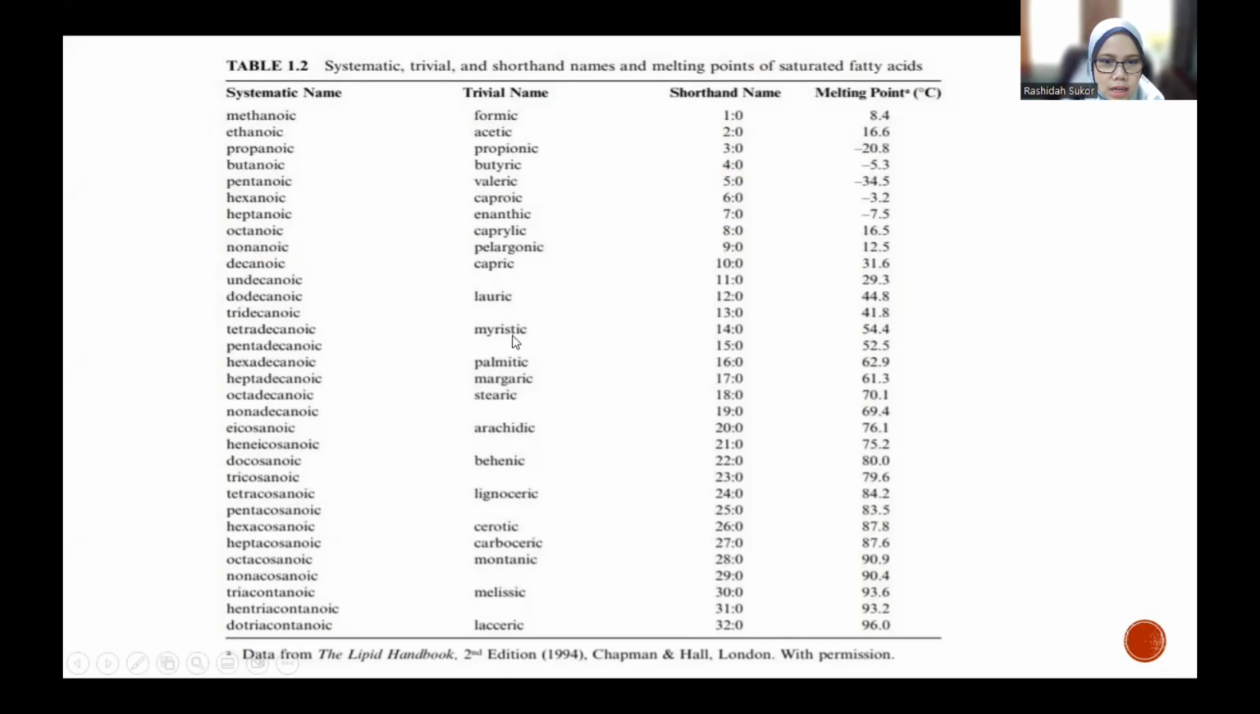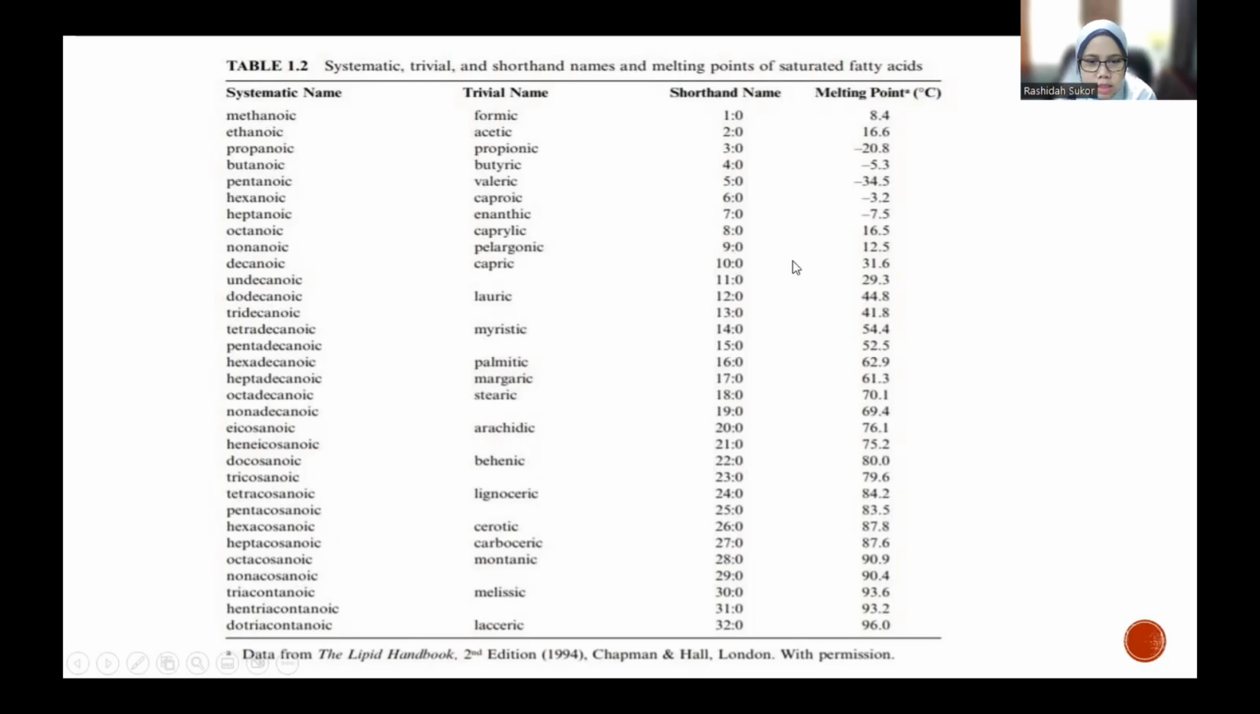Okay, we see where we start. In food, normally we start from lauric acid. Lauric acid, or dodecanoic acid, is 12 carbons. The melting point is about 44. Then we have palmitic acid, which is found a lot in palm oil. It's 16:0. The melting point is 62. Then we have stearic acid, linoleic acid, linolenic acid, and many more.